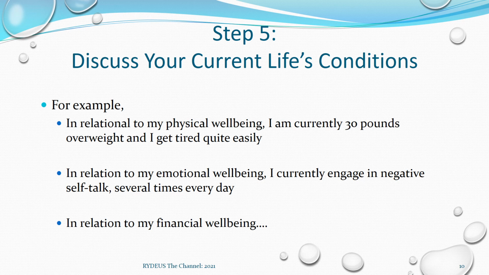In terms of my emotional well-being, I can say, in relation to my emotional well-being, I currently engage in negative self-talk several times every day. I could say the same thing in relation to my financial well-being. I have a bank balance of about $10,000. So step 5 is to identify your current state of affairs or your current life's conditions. In step 4, we identified our preferred state of affairs, our ideal, our mental blueprint. In step 5, now we are looking at our current state of affairs.